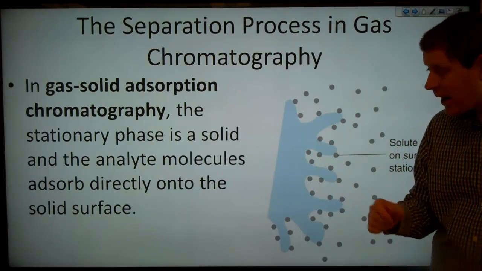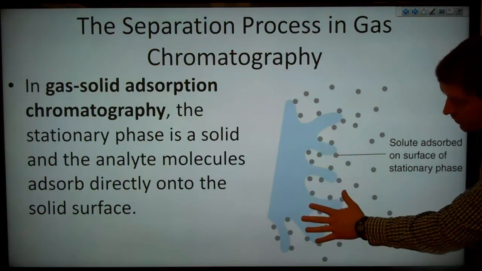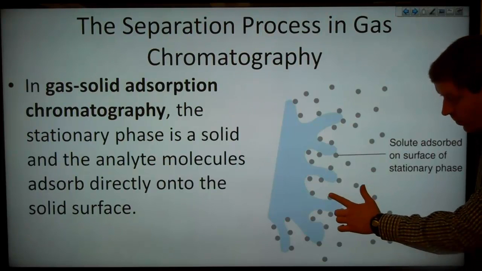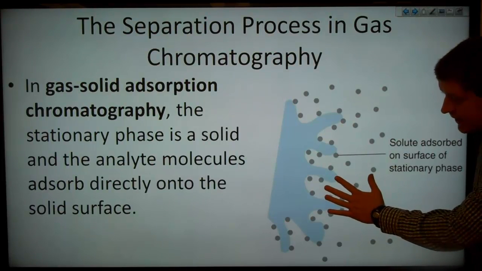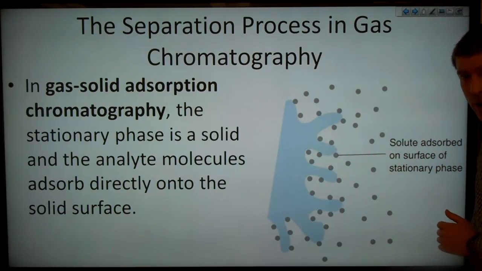On the other hand, in gas-solid adsorption chromatography, the stationary phase is a solid and the analyte molecules then adsorb directly onto the solid surface. So we've got some solid particles here, this is the bluish blob there. And our solutes, these gray molecules, are then sticking directly onto the surface as the carrier gas flows past.